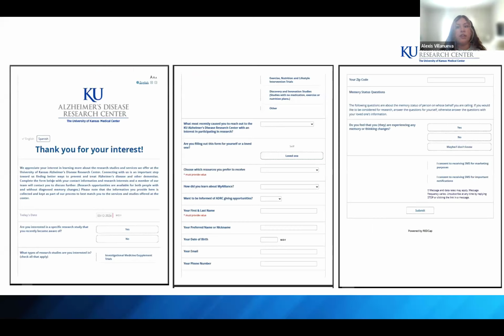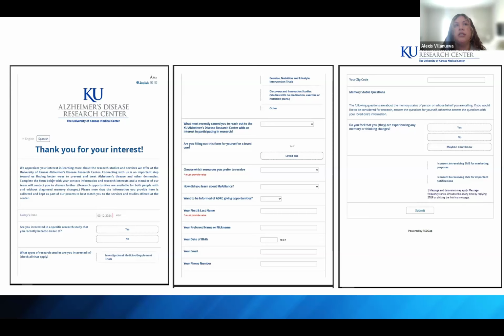So the best way for you to contact us is by filling out this MAD form. By filling out this form, it helps us get a good idea of what you may be eligible for before we call you. That way we have some resources ready when talking to you. The form consists of various questions, such as, are you interested in a specific research study? And then what type of studies might you be interested in? What caused you to reach out to us? How did you hear about us? Some contact information, such as your first name, last name, date of birth, email, phone number. And then lastly, we ask you some memory questions.